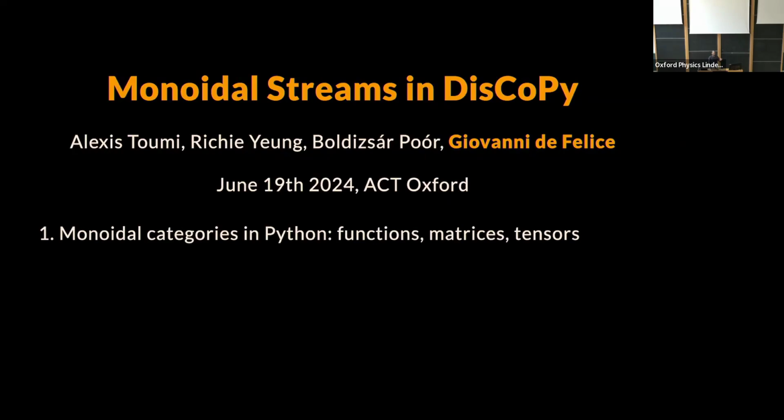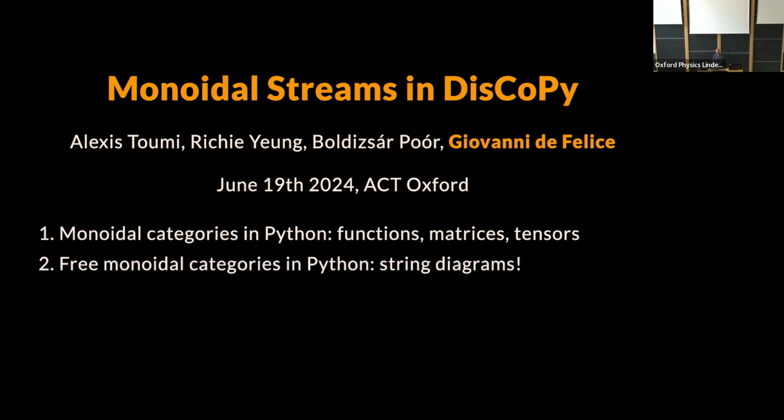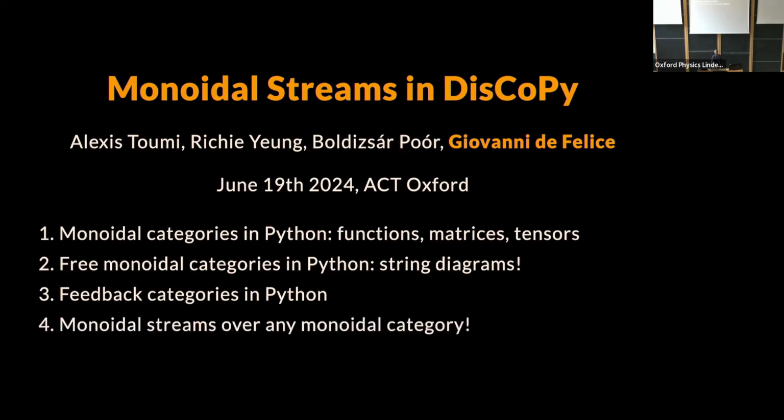And I'm going to give a couple of examples, like how you implement the category of functions, of matrices, of tensors, and how you implement the free monoidal categories. So these are categories of string diagrams. And also from string diagrams, how you can define a functor that interprets the string diagram in a semantic category, like the category of functions or matrices. Then I'm going to talk about how you can extend this to implement feedback monoidal categories, and how you can build monoidal streams over any of these monoidal categories.